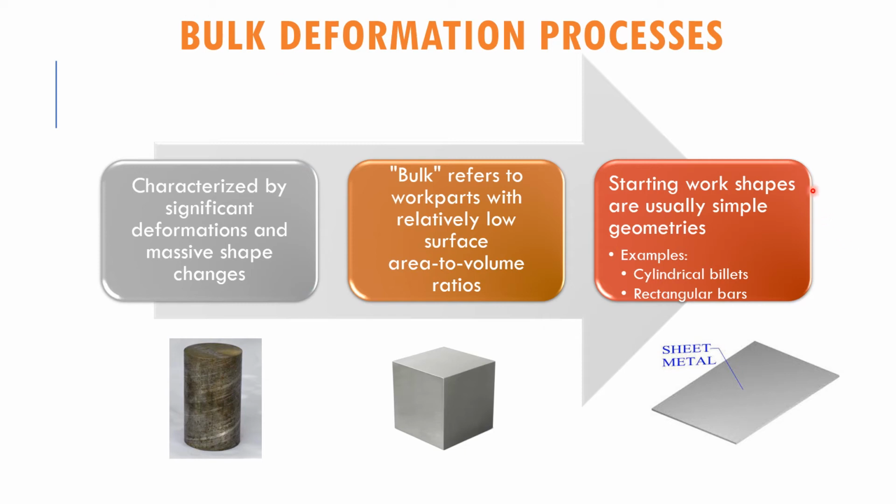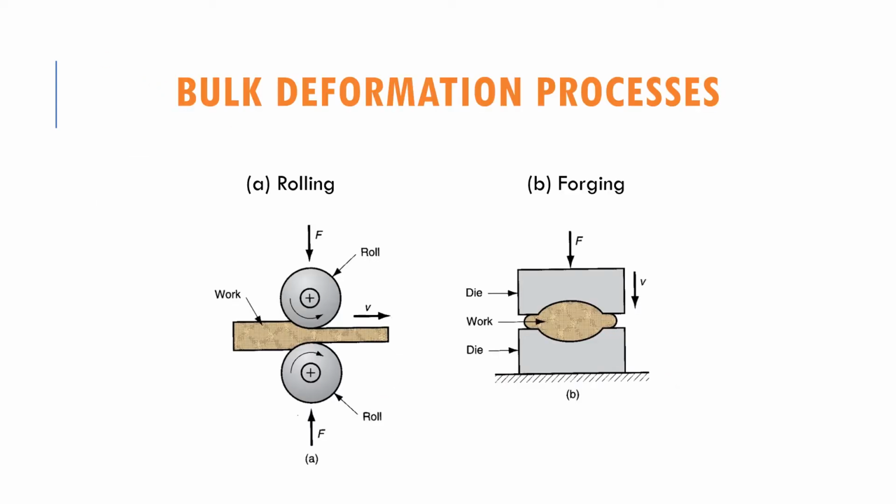And for starting work shape, this is usually simple geometries. For example, this one is the cylindrical billet and this is the square or rectangular bar. Now let us look into the operation of the bulk deformation. Okay, so the first one is rolling process.